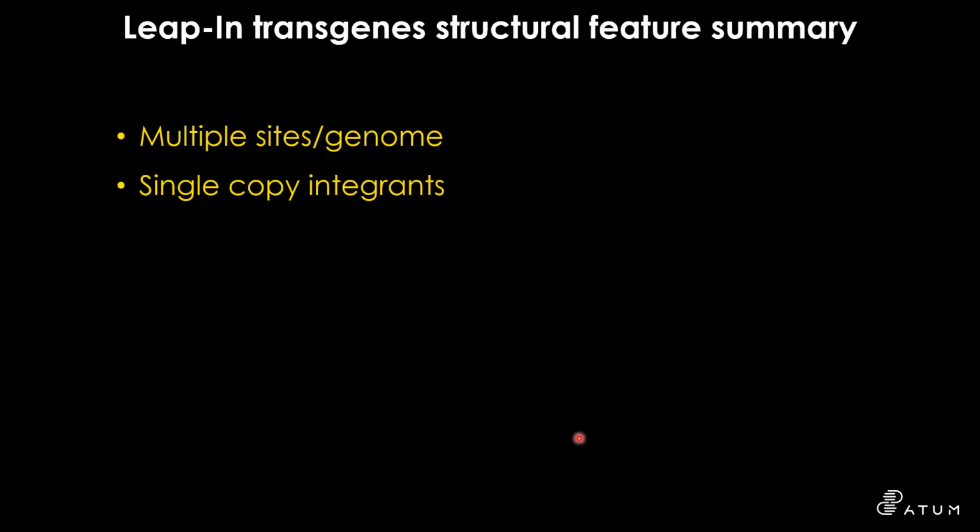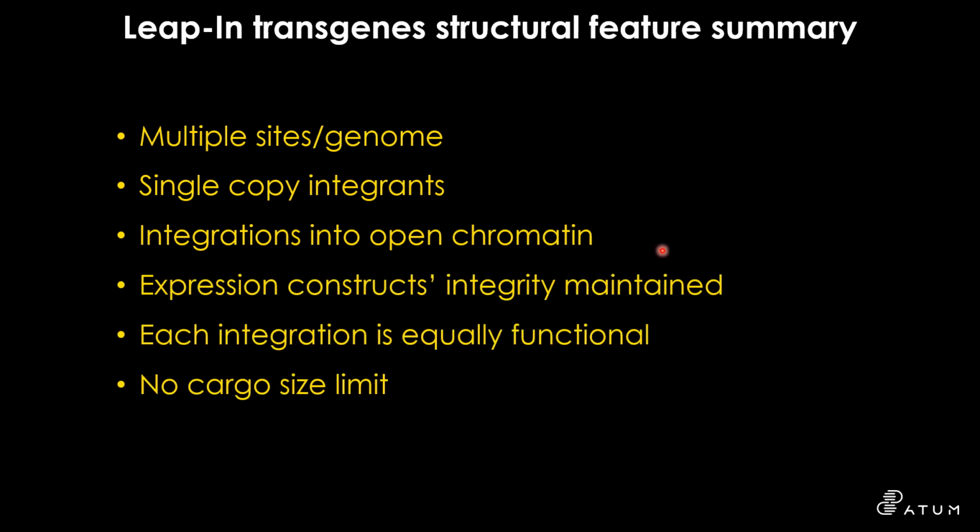So at this point, I'd like to give you a summary of what I've told you so far. The LEAP-In transposase system creates multiple insertion sites in the genome. Each site is a single copy. I've not talked about it, but the enzyme prefers open chromatin. And importantly, for each insertion, the structural integrity is maintained. On average, each integration is functionally equal.